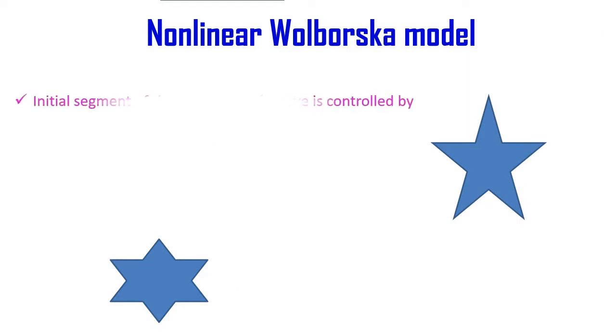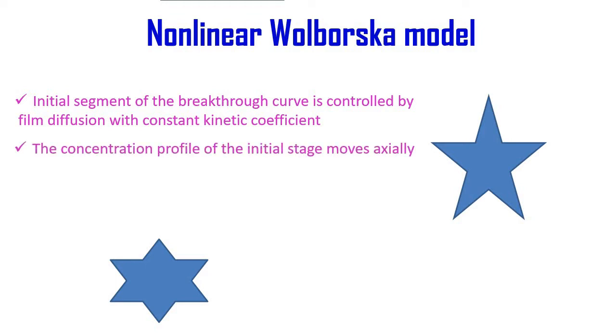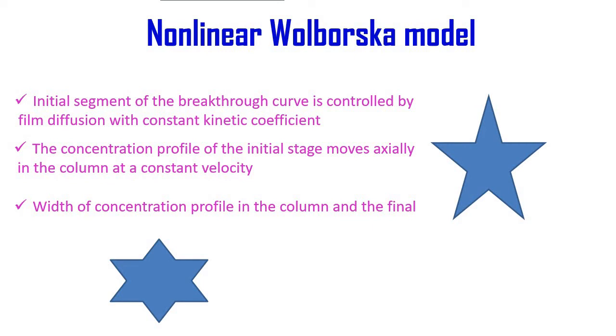Well, Wolborska model consists of several assumptions where initial segment of the breakthrough curve is controlled by film diffusion with constant kinetic coefficient, and the concentration profile of the initial space moves axially in the column at a constant velocity. Width of concentration profile in the column and the final breakthrough curve are nearly constant.